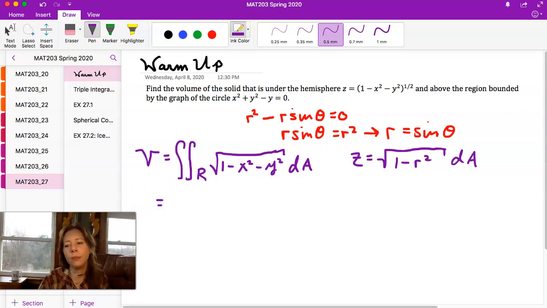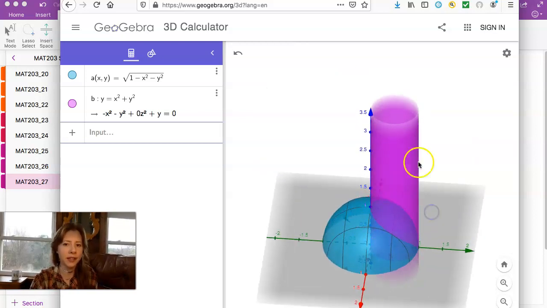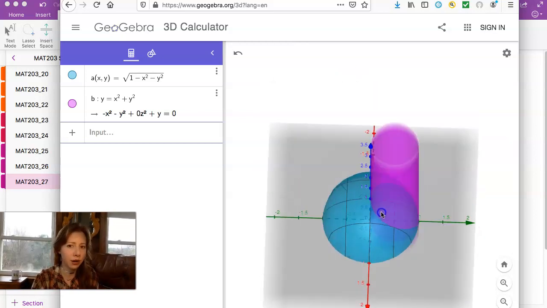So be careful when you're setting your bounds for theta, because here we're only in quadrants 1 and 4. You may be tempted to integrate from minus pi over 2 to pi over 2. However, when you set your bounds like that, you end up canceling yourself out and getting a volume of 0, which you can see in this case is wrong, since the region encapsulated by this cylinder and this hemisphere is not 0.